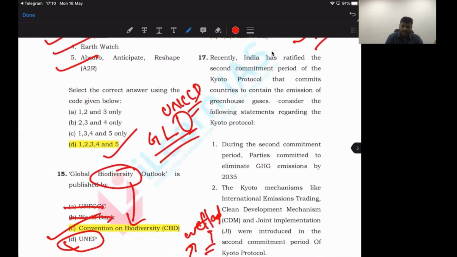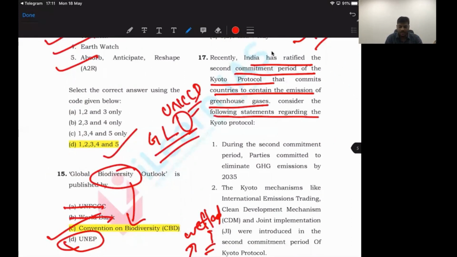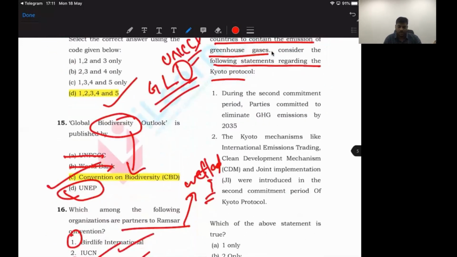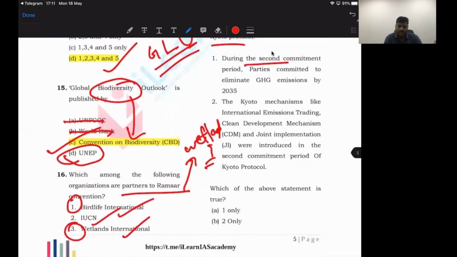Recently, India has ratified the second commitment period of Kyoto Protocol that commits countries to contain the emission of greenhouse gases. Consider the following statement regarding Kyoto Protocol, that is second phase of Kyoto Protocol. During the second commitment period, parties committed to eliminate greenhouse gas emission by 2035. Is it possible eliminating greenhouse gas emission by 2035?